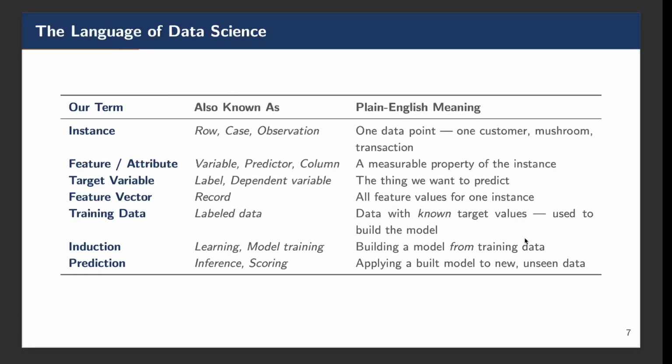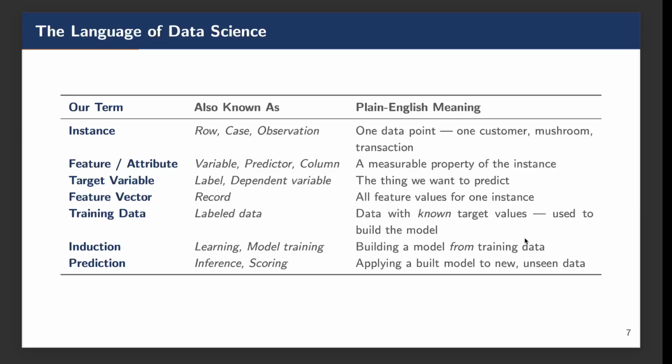Now let us learn the language of data science so that we are all on the same page. So what does it mean by instance? The instance is a single data point, like one individual customer or one mushroom. Okay, it can be an individual, it can be a human, it can also be a thing. So a feature or attribute is a measurable property of the instance. Based on this mushroom, what is the color of this mushroom? What is the age of this customer? So this is the feature or attribute.